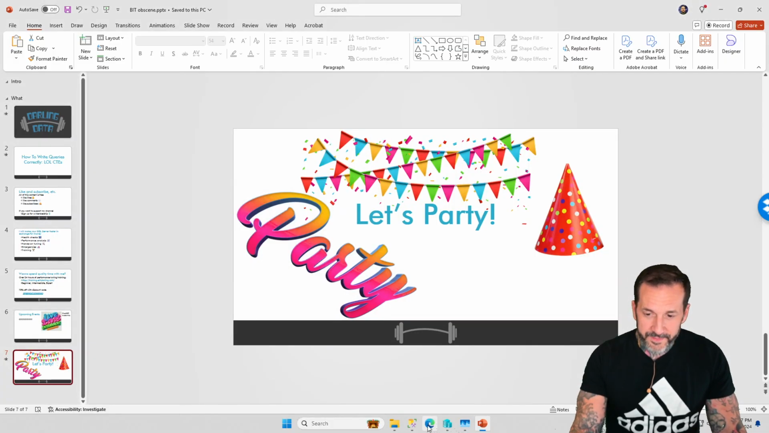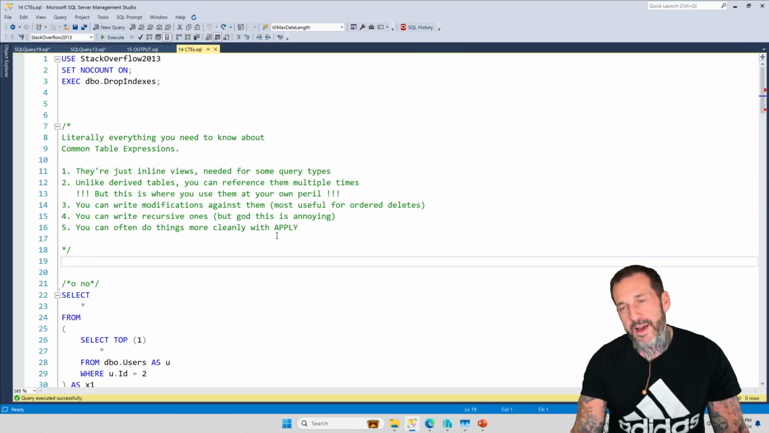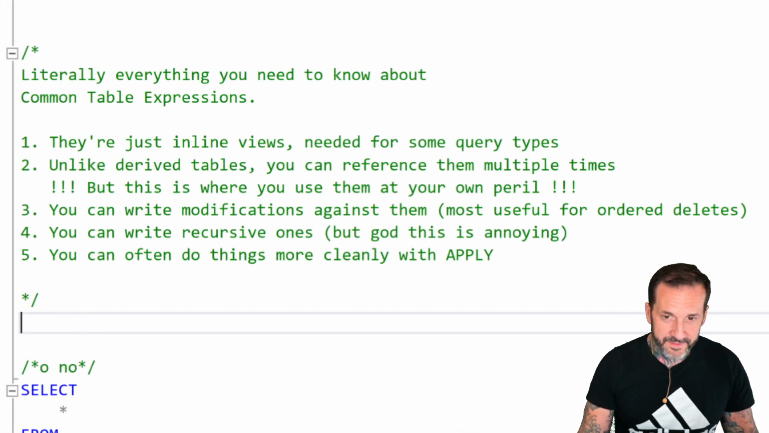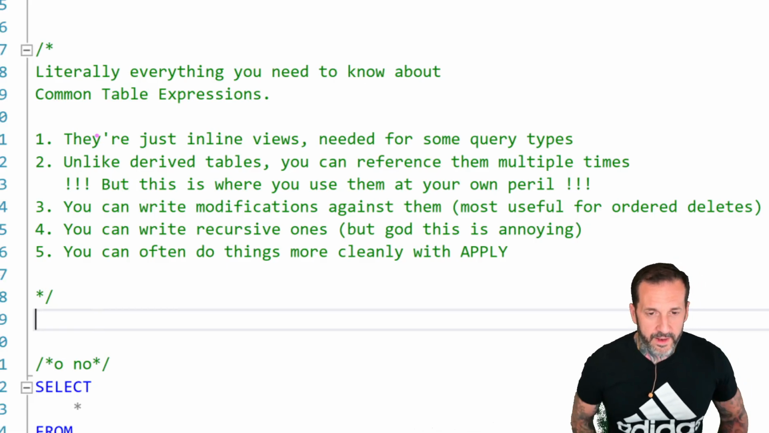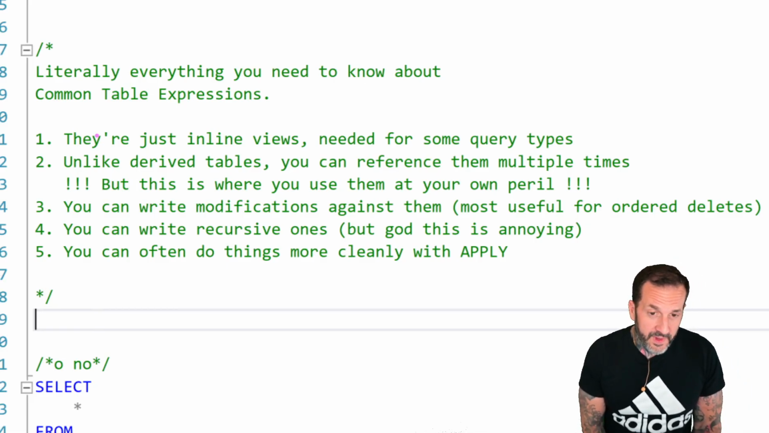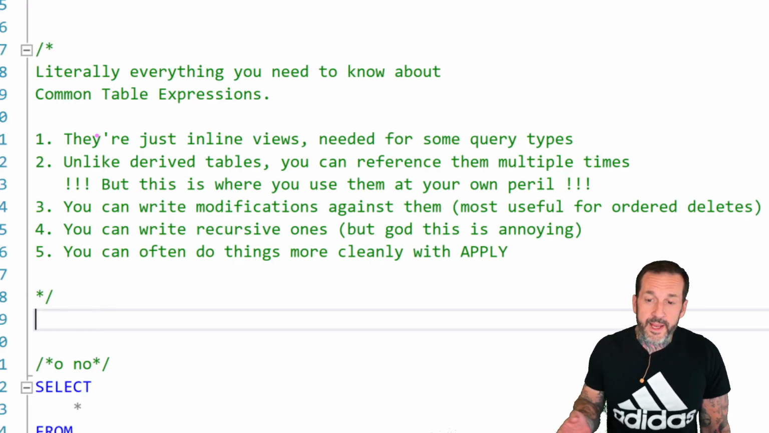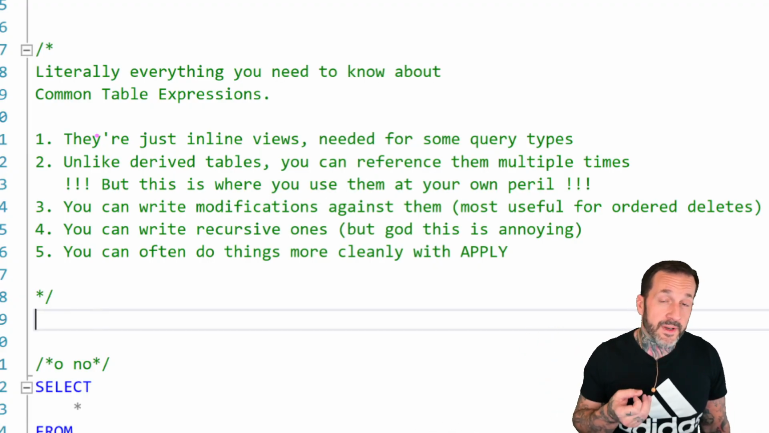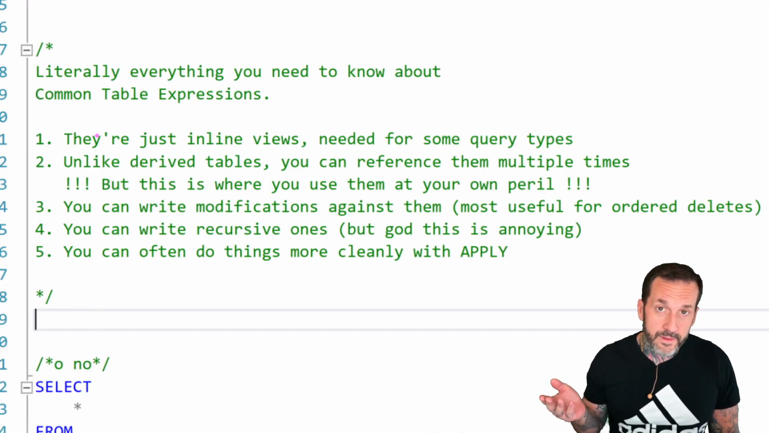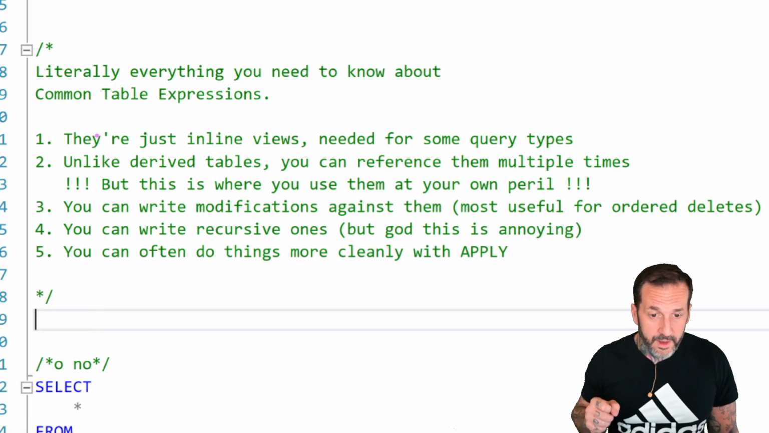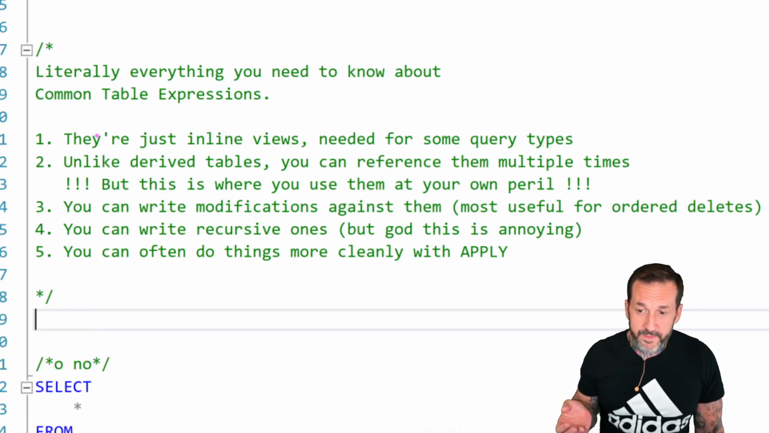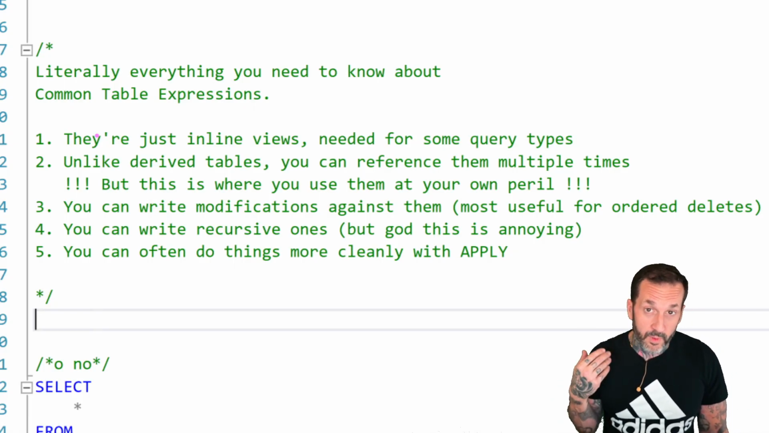So with that out of the way, let's talk about the laughability of common table expressions. They're just inline views, and you need them for some types of queries. Unlike derived tables, you can reference them multiple times in a query, but this is where they start to cause problems. You can write modifications against them, which is mostly useful for doing ordered deletes.